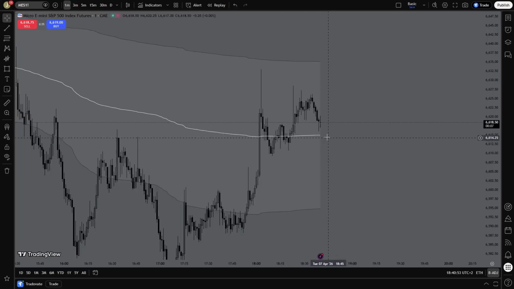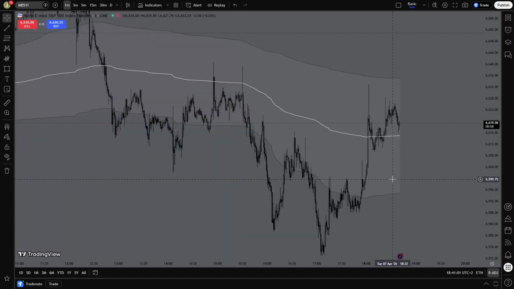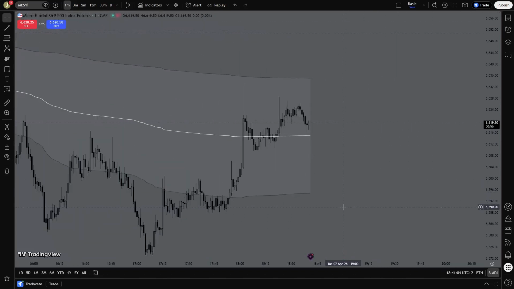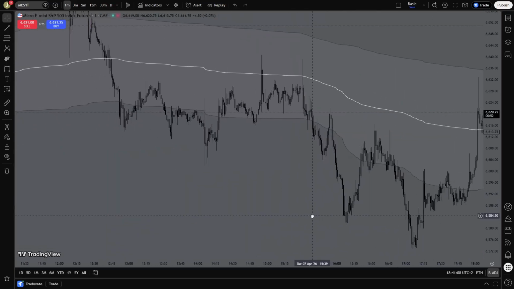Sellers will not accept these lower prices, and we will push here and we will go out of the VWAP. But that is only by looking at the daily VWAP. So this pick doesn't have to be accurate at all. But that is just the way I use it.